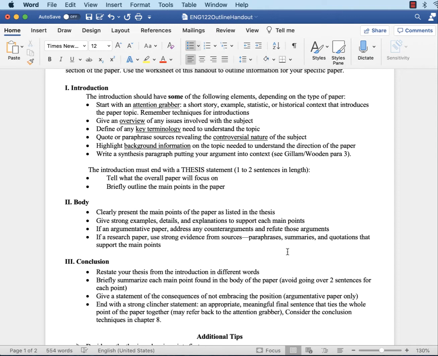But then the body of the paragraph is where you put that thesis statement to life. That thesis statement is your organizational tool, and your body should follow that organizational tool. Make sure that you're giving strong examples, details, and explanations to support your main points. Don't simply restate. You introduce your quote, you give the quote, then you explain what that quote means, and then explain how you're using it in your particular argument.